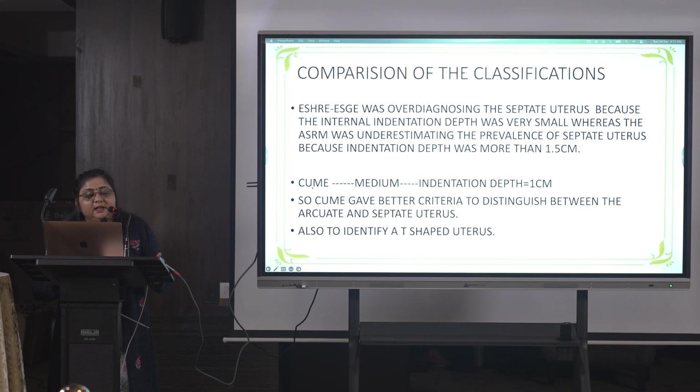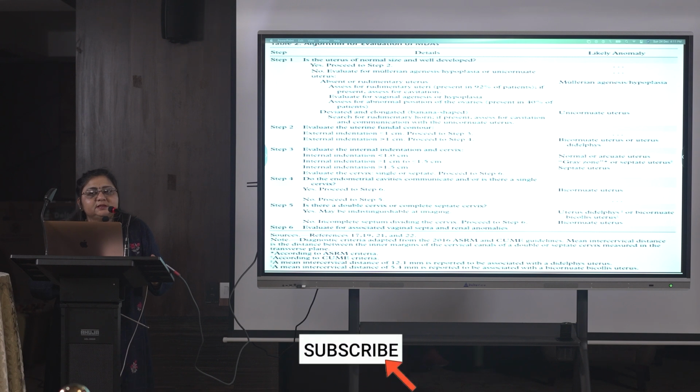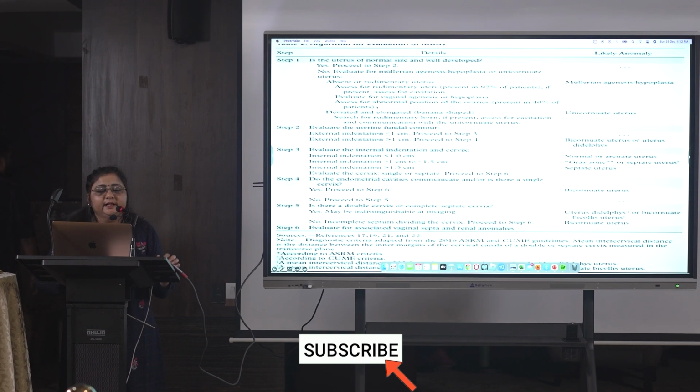So then came this CUME, the congenital uterine malformations by experts, in 2018. So they gave a medium criteria. Indentation depth was taken as 1 centimeter. So this is what is followed. So CUME gave a better criteria to distinguish between the arcuate and a septate uterus. Also, it gave 3 criteria which I will tell you to identify a T-shaped uterus. So T-shaped uterus is found in which patients? This is again an ESHRE paper.